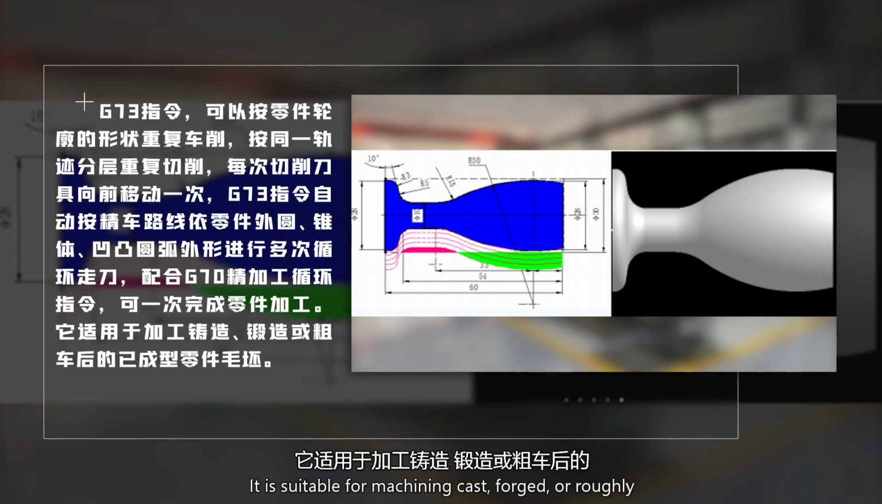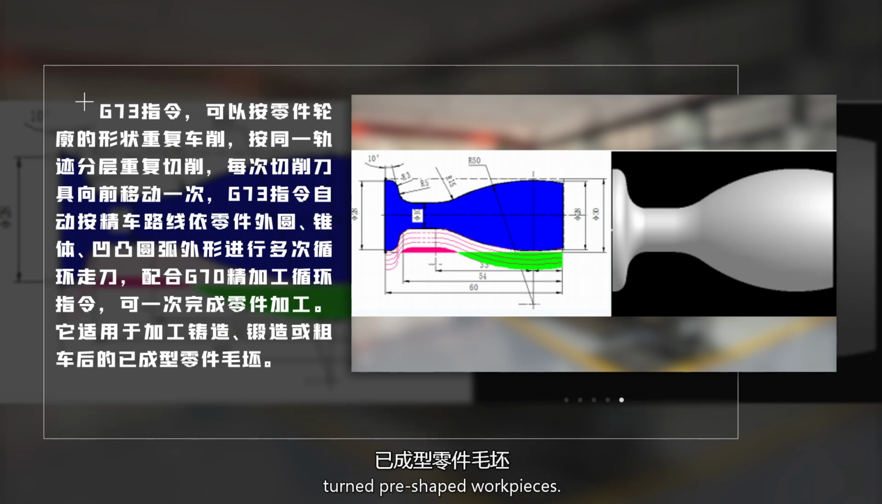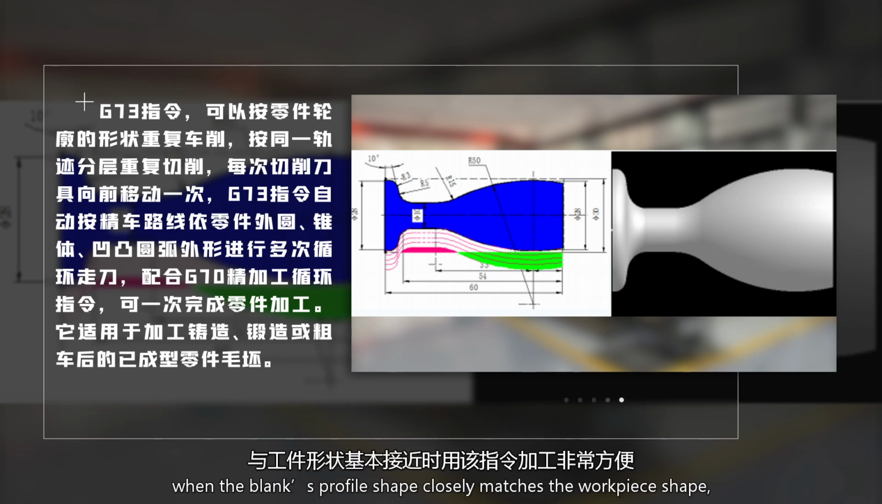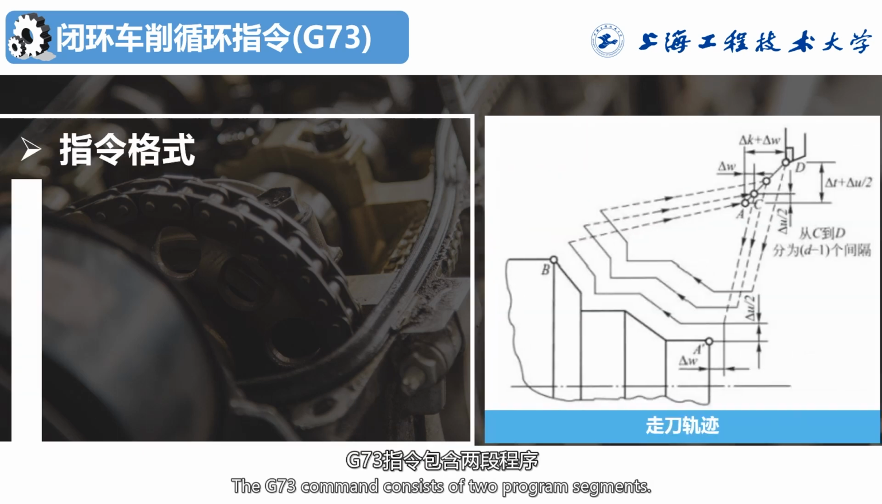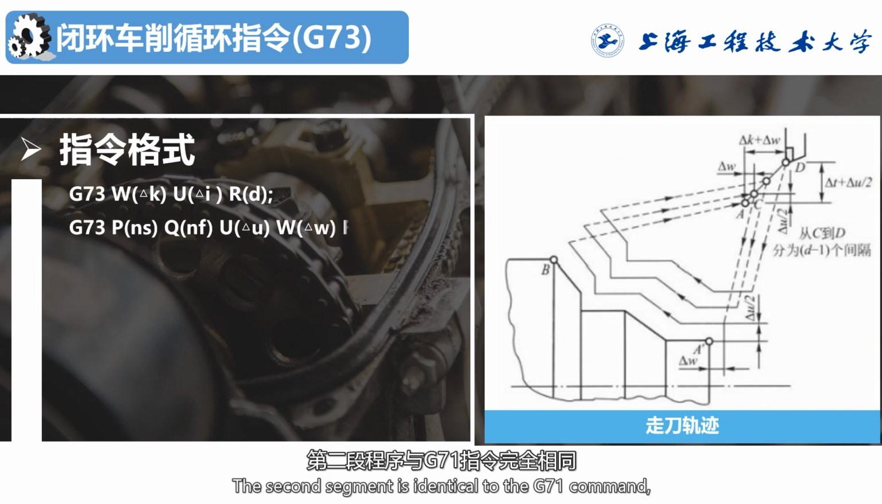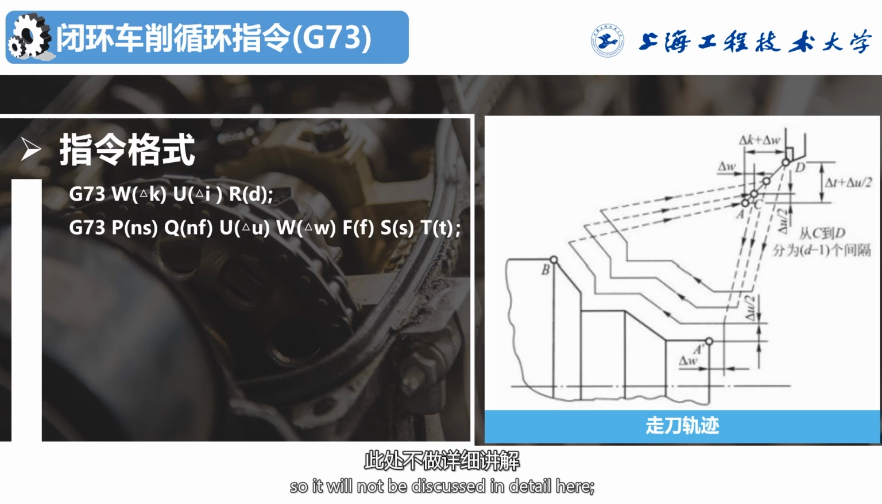It is suitable for machining cast, forged, or roughly turned pre-shaped workpieces. It is particularly convenient when the blank's profile shape closely matches the workpiece shape, as this command does not require monotonicity of the part. The G73 command consists of two program segments. The second segment is identical to the G71 command, so it will not be discussed in detail here. Instead, the focus will be on the first segment.